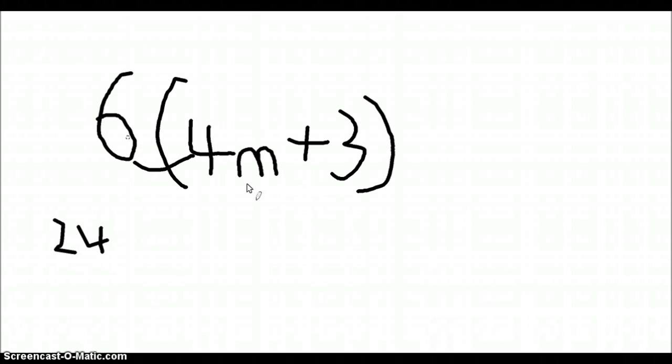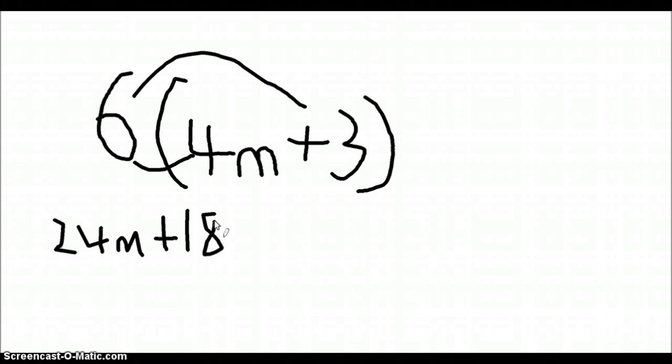Now we need to multiply the variable. 6 times m is incomplete, so we will have to put the m beside the 24. Next, we need to multiply 6 and positive 3, which is the constant. 6 times positive 3 equals 18. There is no more work to be done for this question, so the answer here is 24m plus 18.